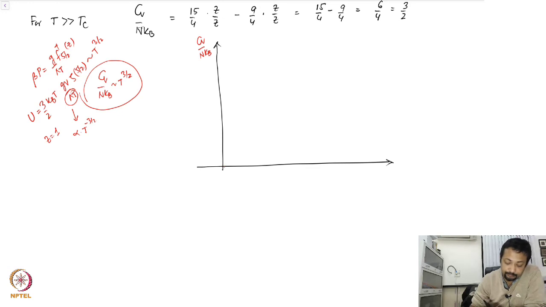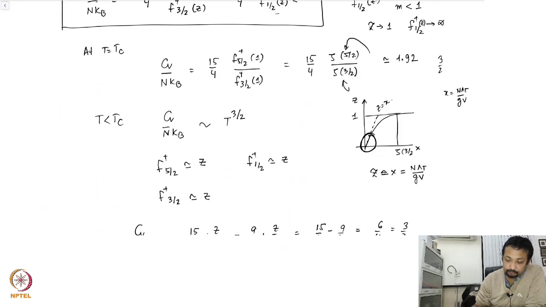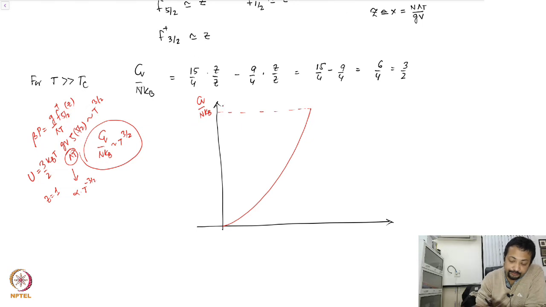So therefore I plot now this value, which is going to be 15 by 4 zeta of 5 by 2 divided by zeta of 3 by 2, right?